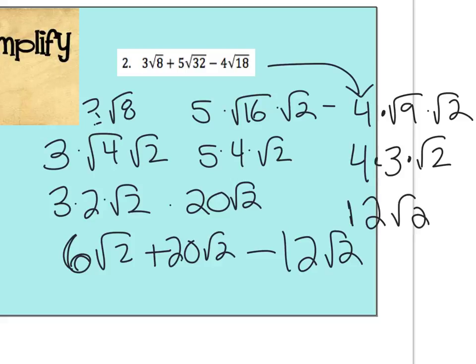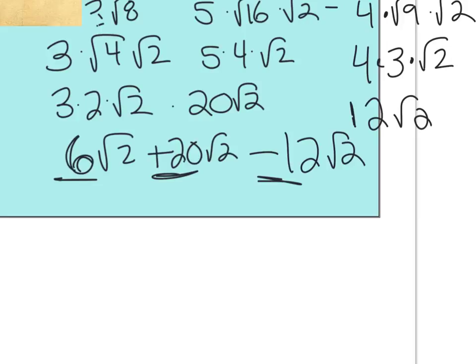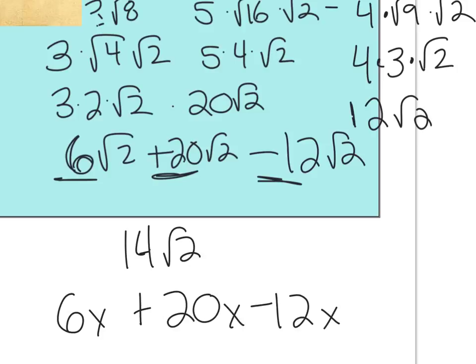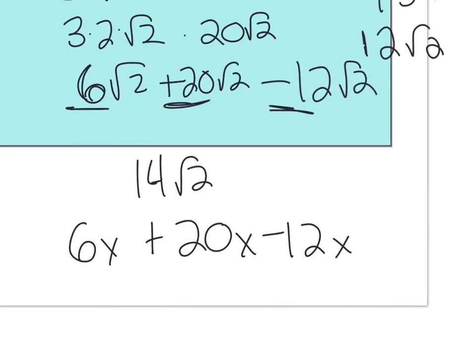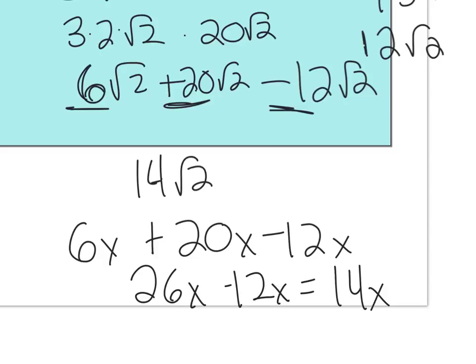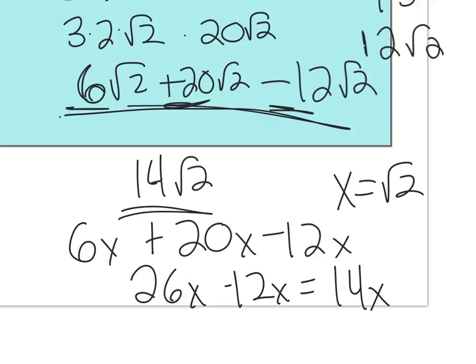Now I've got the exact same thing underneath the square root. Everything is being rooted by the same root. It's a square root, not a third root, fourth root, or fifth root. So this would end up being 6 plus 20 minus 12, which would be 14 square root of 2. It's not too dissimilar than if I said 6x plus 20x minus 12x. It kind of behaves like an algebra problem. That would be 26x minus 12x, which would be 14x. It behaves the same way, except it's like saying x is equal to square root of 2.